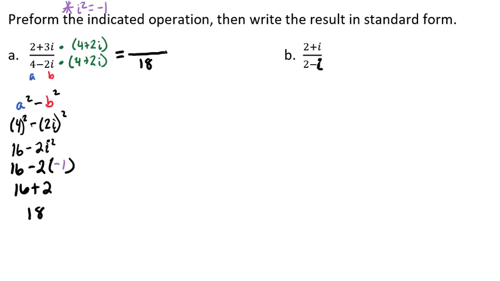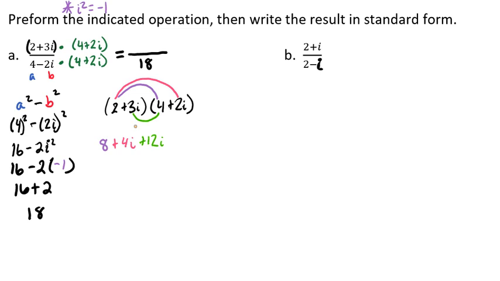Now on the numerator, we have two complex binomials, and these will need to be multiplied. So we're going to start by giving ourselves some room to work. So we'll rewrite these two binomials, 2 plus 3i and 4 plus 2i, and then we'll FOIL them. So 2 times 4 is 8. 2 times 2i is 4i. 3i times 4 is 12i. And 3i times 2i is 6i squared.